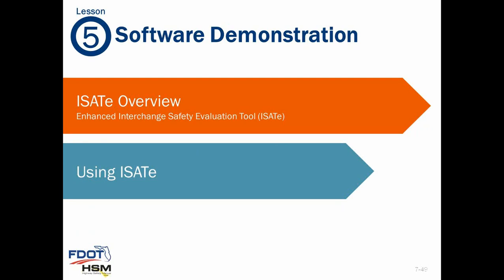Okay, so we're now ready to start with lesson 5. In this lesson, we will get acquainted with the Enhanced Interchange Safety Evaluation Tool. Its acronym is spelled ISATE, and it's often pronounced as ISATE. It's a software tool that automates the Freeway Predictive Method.